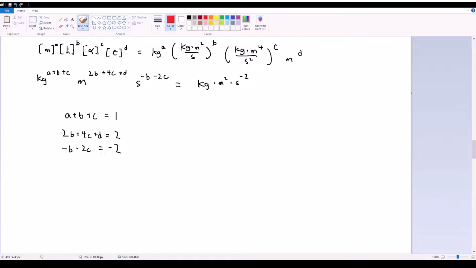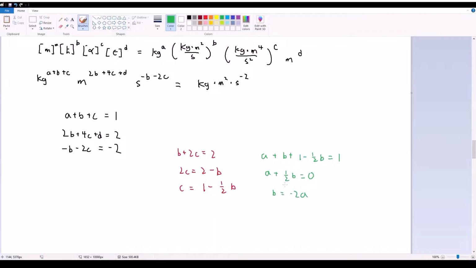I'm going to start by looking at this bottom term. I can set B plus 2C equal to positive 2, which means that 2C is equal to 2 minus B, or C is equal to 1 minus half B. I'm going to plug this into the top, and I'm going to get A plus B plus 1 minus half B is equal to 1, or A plus half B is equal to 0, or if I wanted to move this the opposite way around, then I could say B is equal to negative 2A.